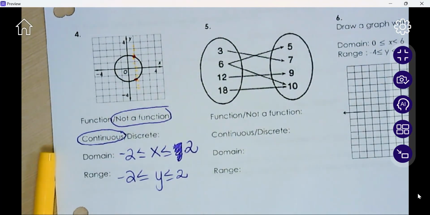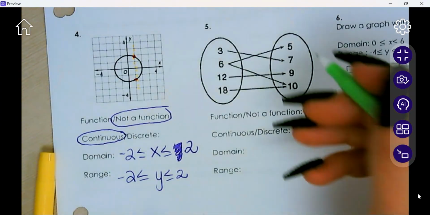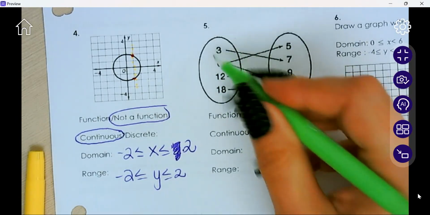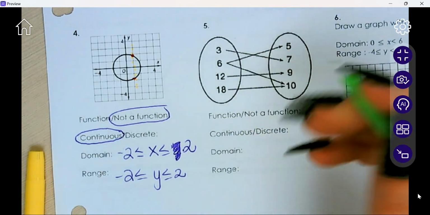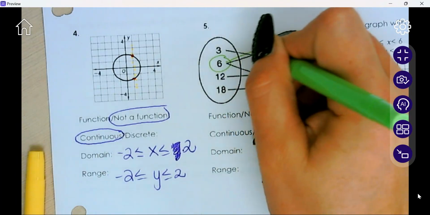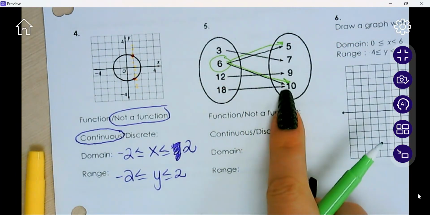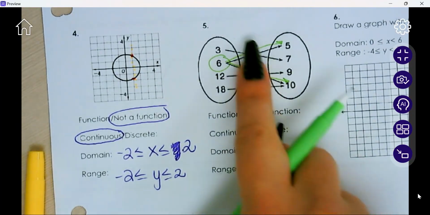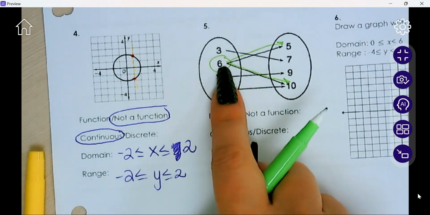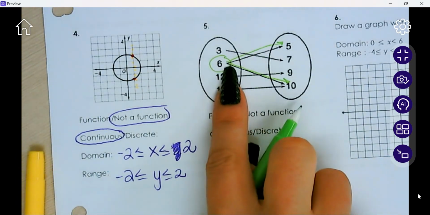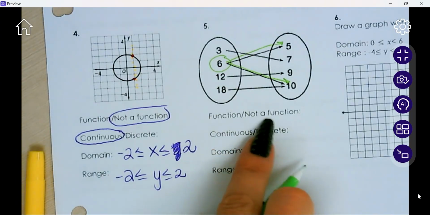Okay, number 5. So this is a situation showing mapping. So the biggest thing with mapping is we want to see if there are 2 outputs for this input. That basically means this 6 right here is duplicating. So this 6 right here has a value of 5 for the y and also has a value of 10 for the y. I don't care that 2 numbers are going to this 10. All I care about is my input. That means two x values are 6. So because 2 x values are 6, this is not a function.